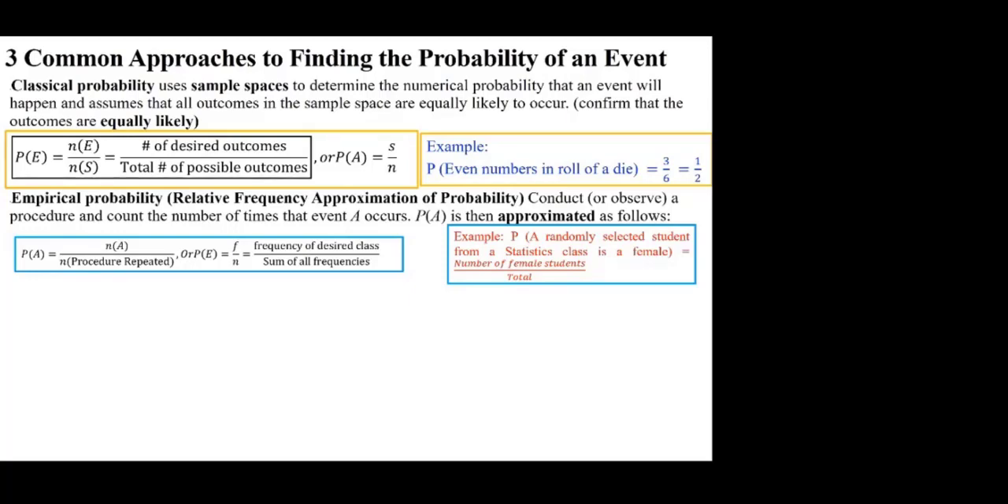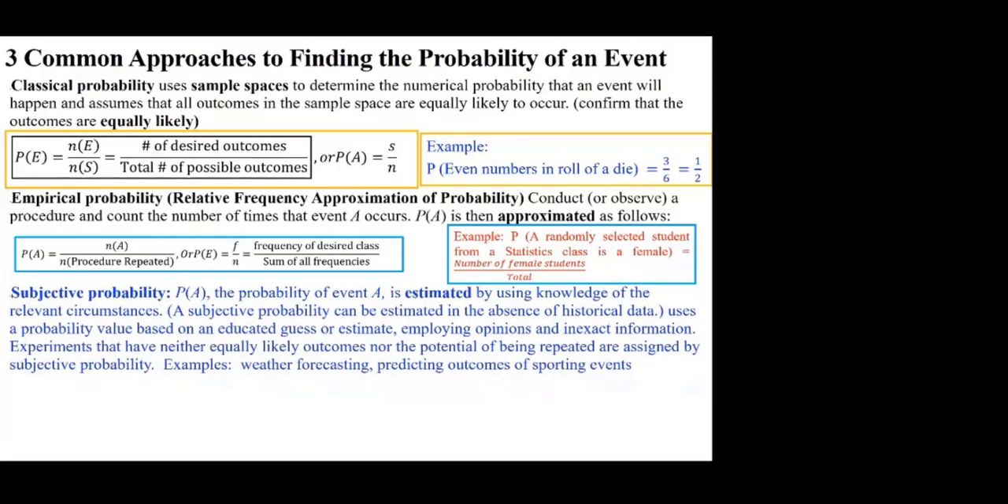So with that being the case, let's look at this last one. Subjective probability. P of A, the probability of event A, is estimated by using knowledge of the relevant circumstances. A subjective probability can be estimated in the absence of historical data. It uses a probability value based on an educated guess or estimate, employing opinions and inexact information. Experiments that have neither equally likely outcomes nor the potential of being repeated are assigned by subjective probability. Examples: weather forecasting, predicting outcomes of sporting events.